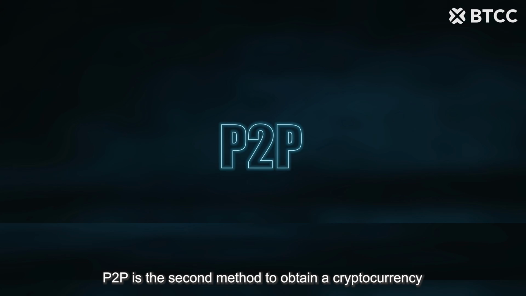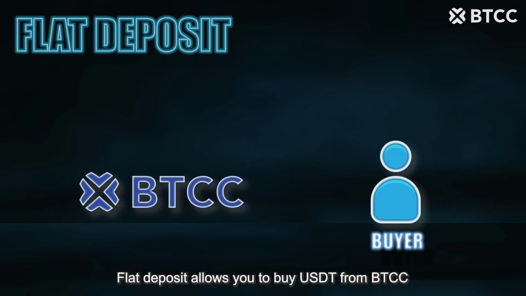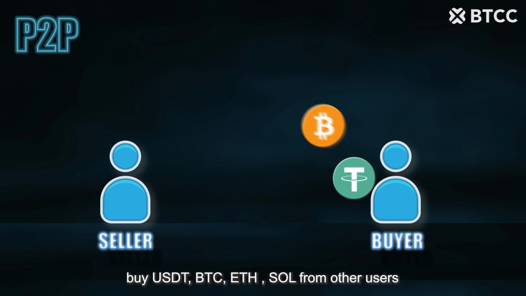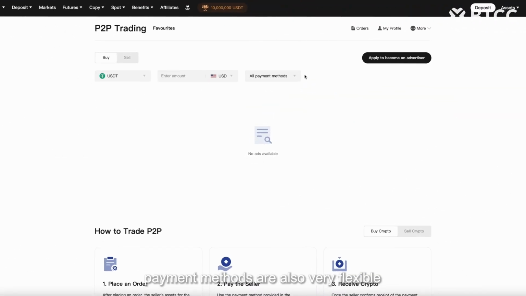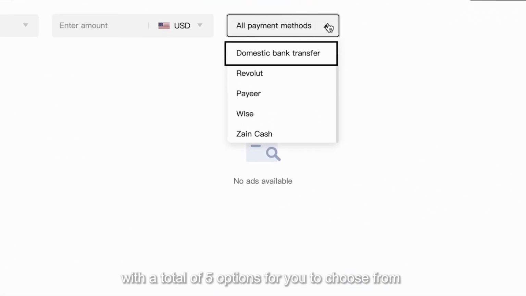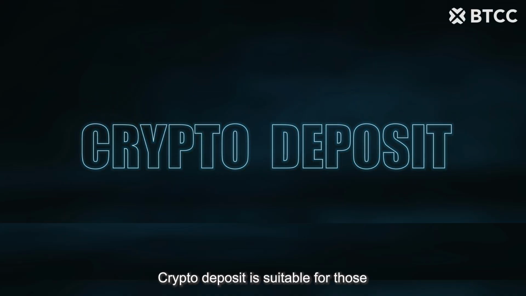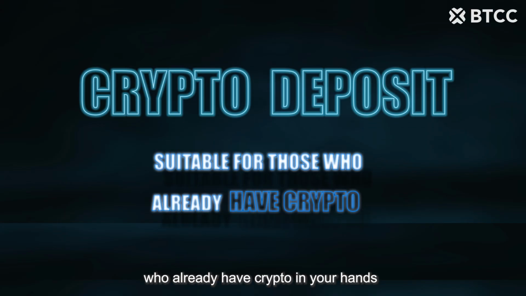P2P is the second method to obtain a cryptocurrency. Fiat deposit allows you to buy USDT from Btcc, and P2P allows you to buy USDT, BTC, ETH, SOL from other users. Payment methods are also very flexible, with a total of 5 options for you to choose from, including bank transfer.